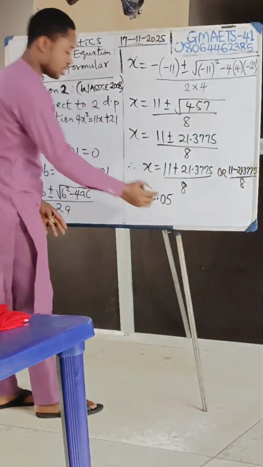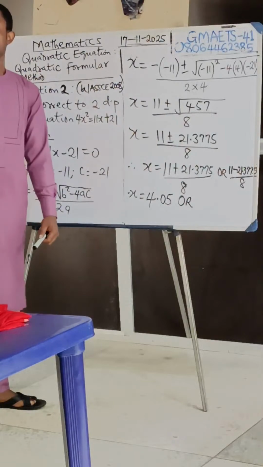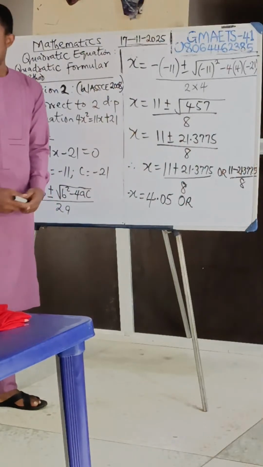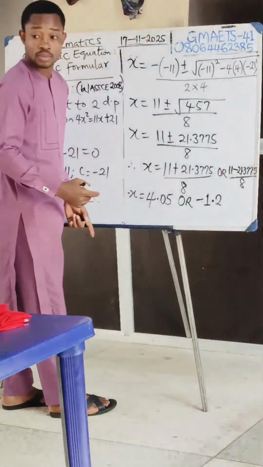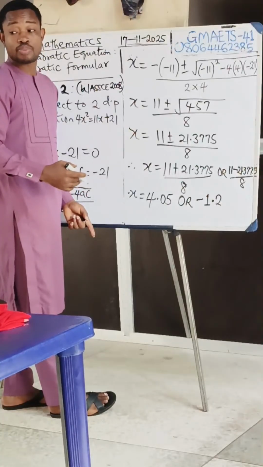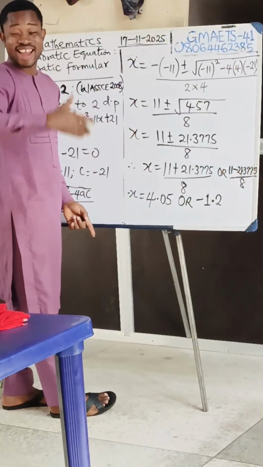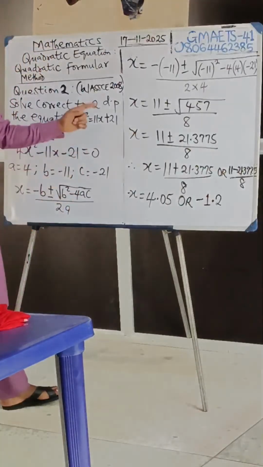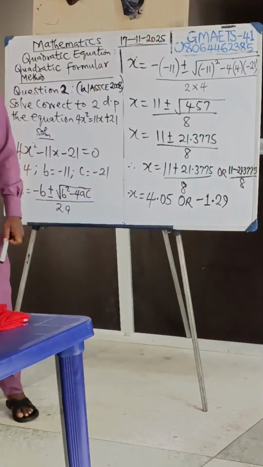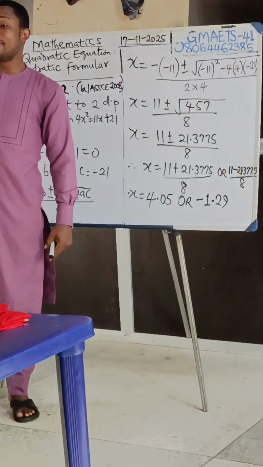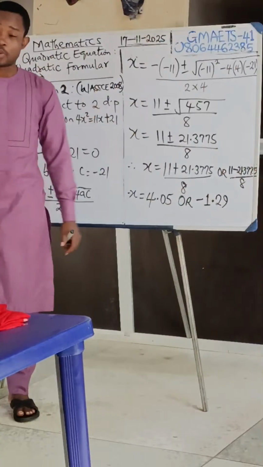Yes. When you approximate. Or work out this one, 11 minus 21.3775. Then anything you get divided by 8. Have you gotten yours? What? Minus 1.297, right? We are talking about 2 decimals. So it's going to be 1.29. If you make it 30, it becomes 1 decimal. Because if 0 ends any decimal digit, that 0 is insignificant. So you leave it as 1.2.